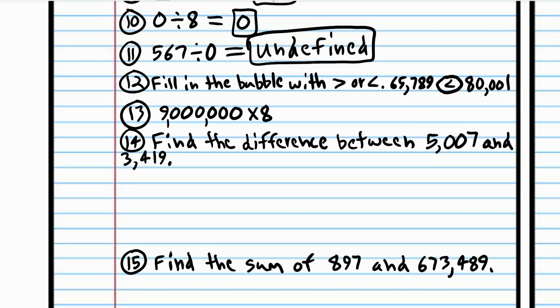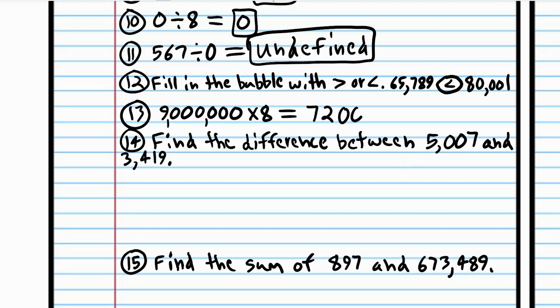All right, 13. We have 9 million times 8. Now you're probably thinking, well, that seems pretty difficult there, 9 million. But we have so many zeros here. So all you have to do is 8 times 9. You remember your multiplication facts? 8 times 9 is 72. Then all we have to do is add however many zeros there are here.